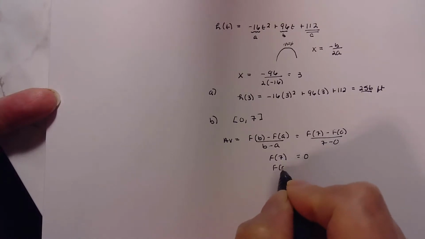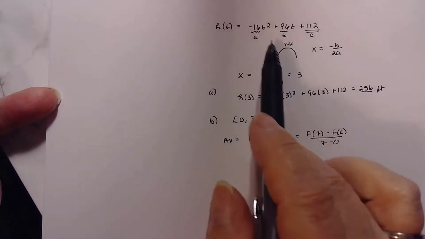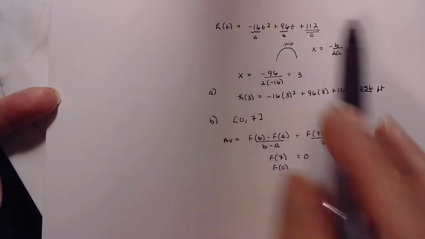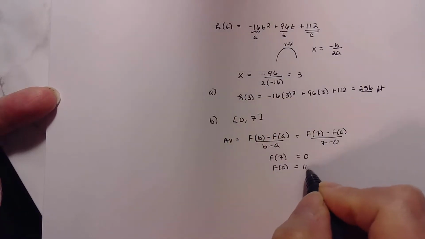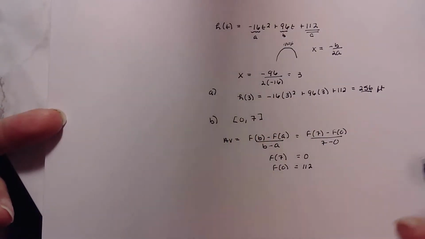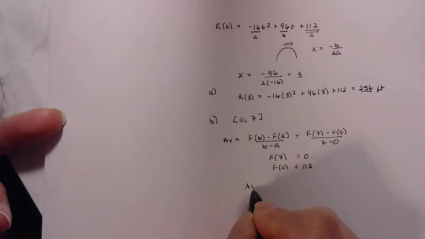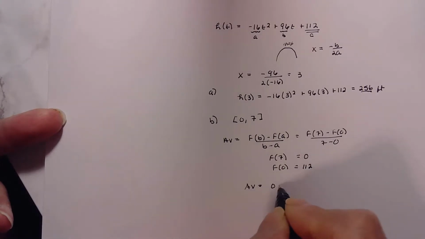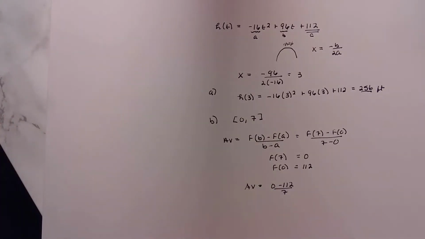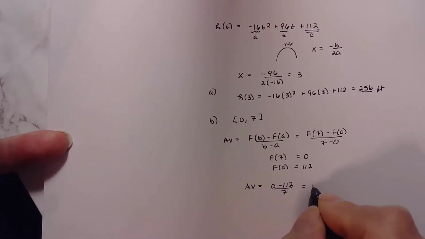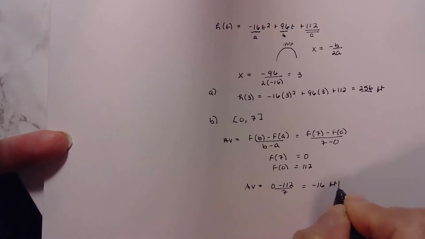And f of 0 is nice because if we plug a 0 in here, anything with a t goes away and we're left with our initial height, which is 112. So our average velocity is 0 minus 112 over 7. And if I divide 112 by 7, I get negative 16 feet per second.